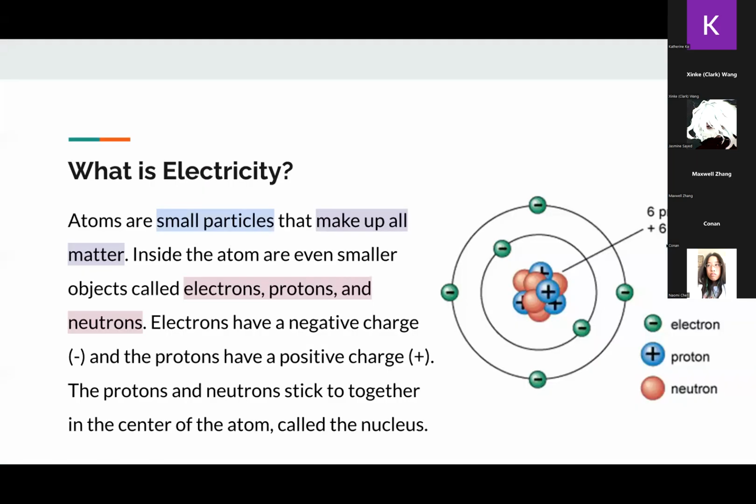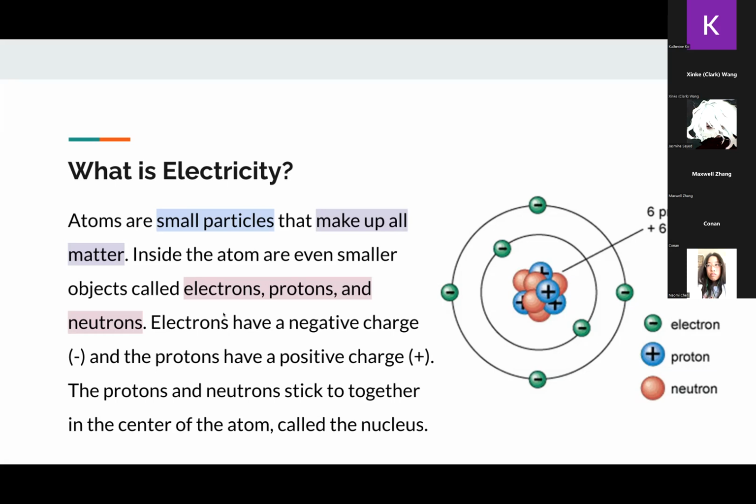In order to understand the basics of electricity, it helps us a lot to first understand atoms. Atoms are small particles that make up all matter. They are so small that it takes billions and billions of them just to make something useful like a pencil. Inside the atom are even smaller objects called protons, neutrons, and electrons.